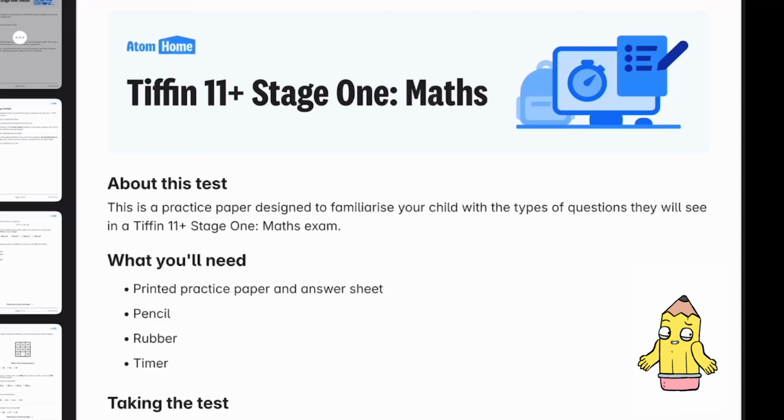Hey math superheroes, it's Pencil here, and today we're going head to head with the Tiffin 11 Plus Stage 1 math paper. Now, this test can be a little sneaky. It loves to mix in mental arithmetic, tricky sequences, and fast calculations. But don't worry, I'm here to make it fun and show you how to crack each question step by step.